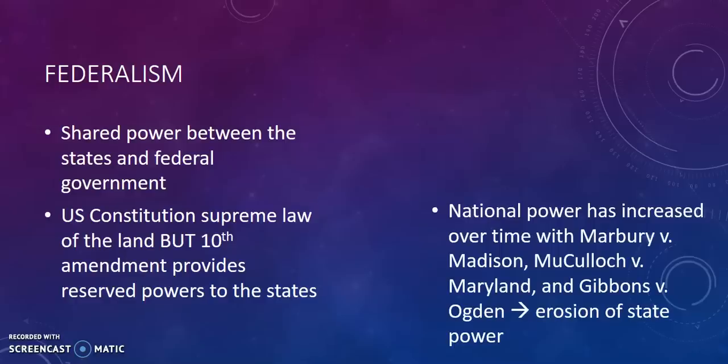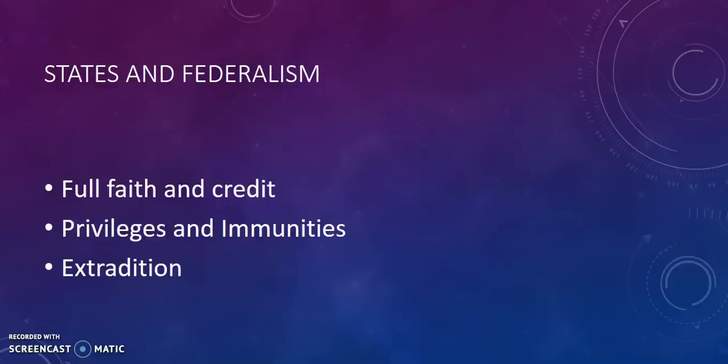Now, when we look at the power of the national government, it has significantly increased over time. You definitely want to consult these Supreme Court cases with Marbury v. Madison, McCulloch v. Maryland, and Gibbons v. Ogden, as this is ultimately going to lead to the erosion of state power. Ultimately, the national government is gaining its muscles over the 1800s.